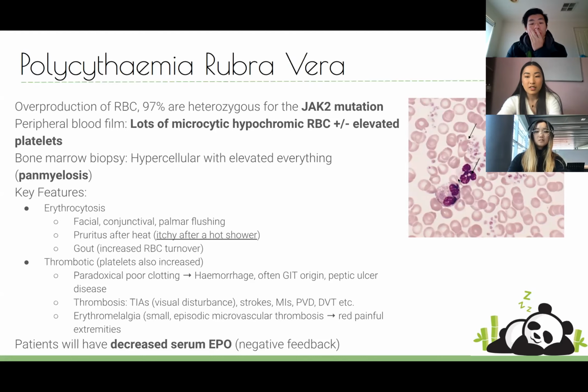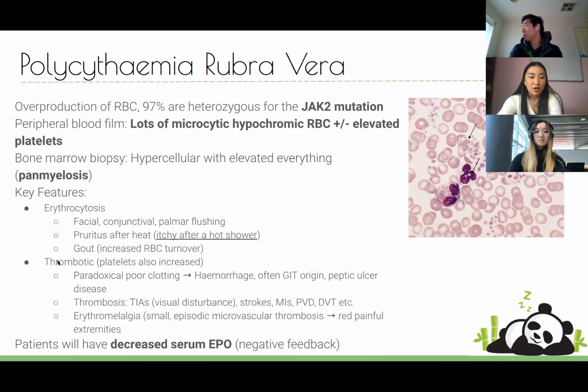With this one, the red blood cells are the main problem, but you can actually have an increase in the other cell lineages as well, and the platelets would probably be the main one. So your key features can be divided into stuff caused by elevated red blood cells and stuff caused by elevated platelets. Having lots of red blood cells gives a flushed appearance, gout from increased turnover, but really the big buzzword is itchy after a hot shower. If someone comes in and says that after they hop out of the shower they're really itchy all over, it could be polycythemia rubra vera.